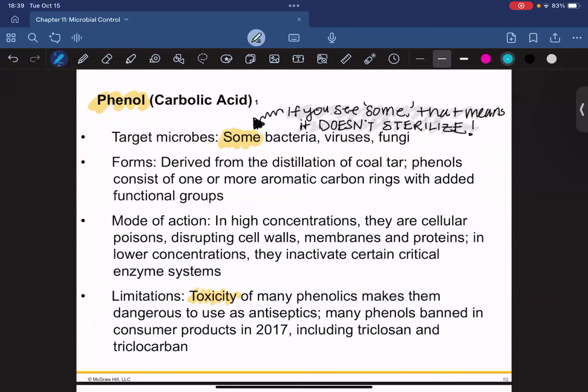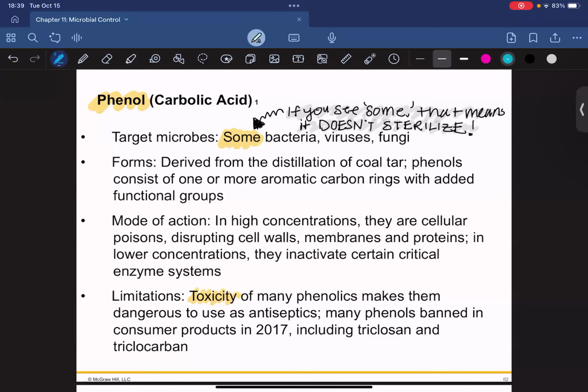I'm not going to go too much more. I think it's only a couple more of those, but anyways, phenol is pretty toxic. It's pretty dangerous and you shouldn't be using it around people. But yes, it says some, so we know it doesn't sterilize. Okay, so phenols do not. And you might be thinking, yeah, cool, phenols, I don't know what that is. You probably are going to recognize one of them at least.